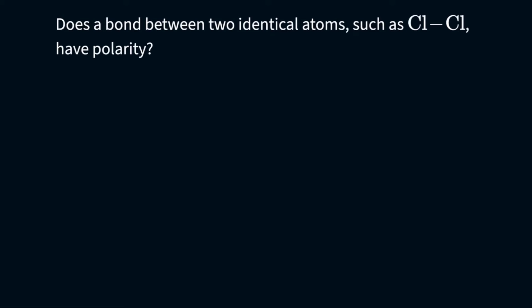Does a bond between two identical atoms, such as a chlorine-chlorine bond, have polarity? Okay, there's a couple of ways to answer this. By definition, if a specific type of bond has polarity, that means that the bond is a polar bond.